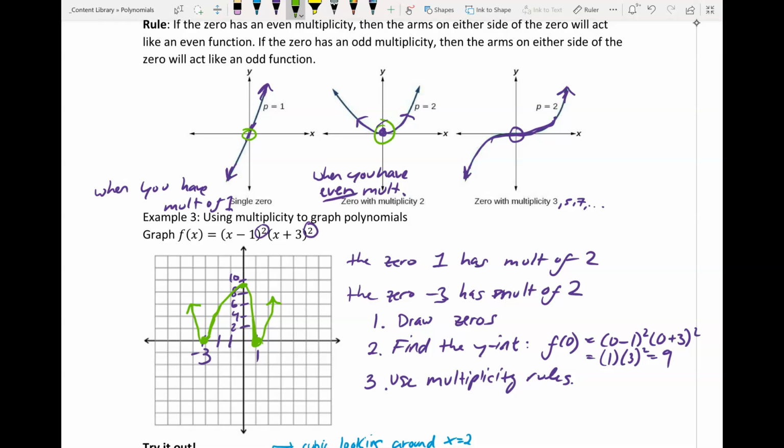So you can do the next one on your own and try it on your own. Try to follow the same steps. I know you might get a little confused around the multiplicity part, but just try it and then I can explain it to you afterwards.